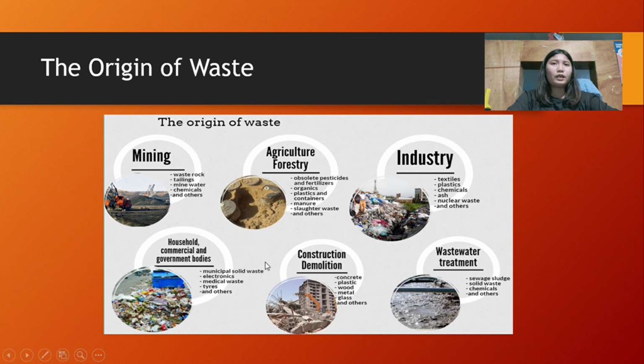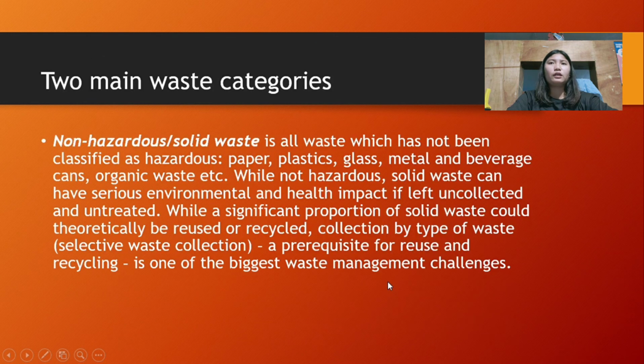And here, the origin of waste. We have the mining, agriculture, forestry industry, the household, commercial, and the government bodies, construction, demolition, and the wastewater treatment. So we have the two main waste categories. We have the non-hazardous or the solid waste, and we have the hazardous.